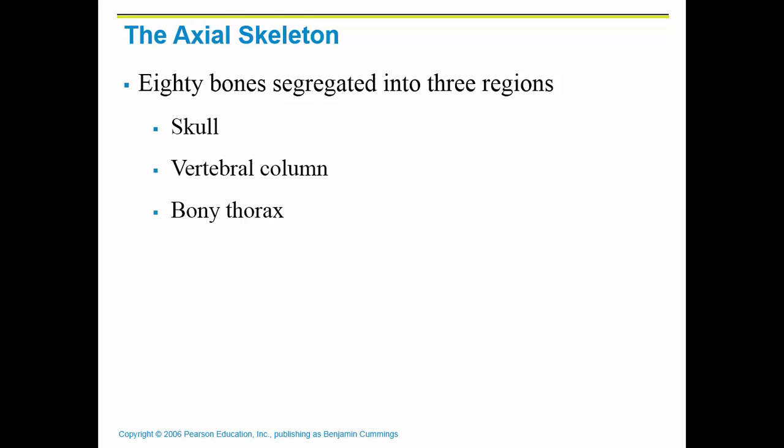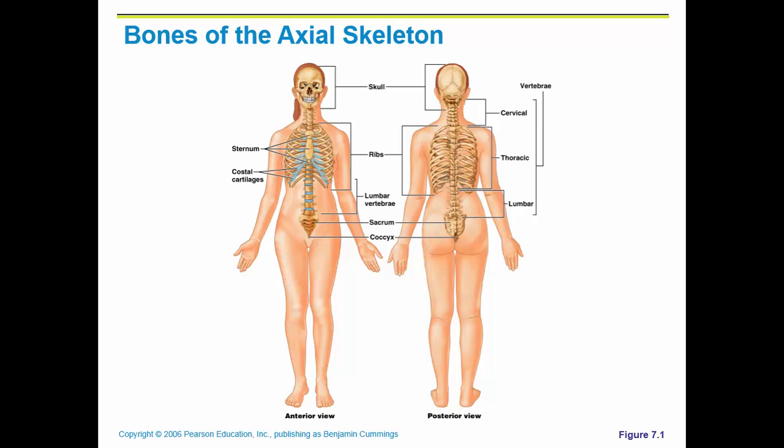There's the axial skeleton, and we learned this in the last chapter. That is going to include the skull, the vertebral column, and the bony thorax, which is basically the rib cage area. So this is just a picture to show you what is involved in the axial skeleton. There are lots of different bones. I mean, 80 of the 206 bones are included in this section.